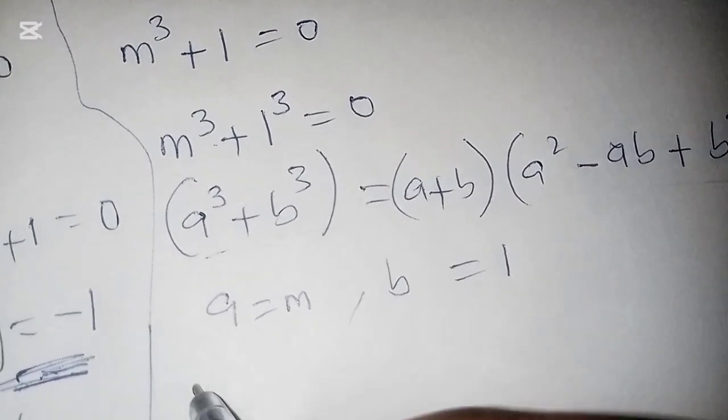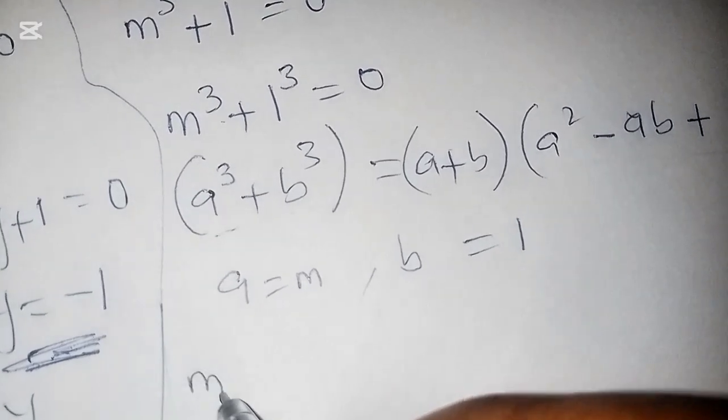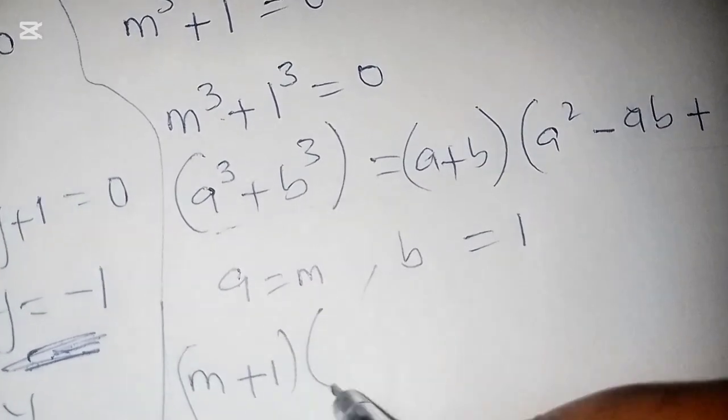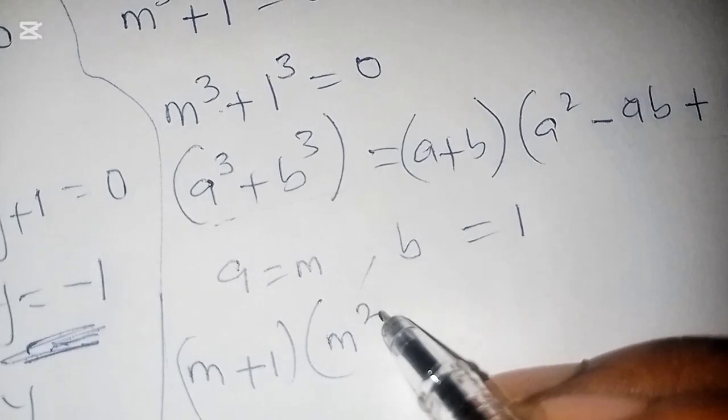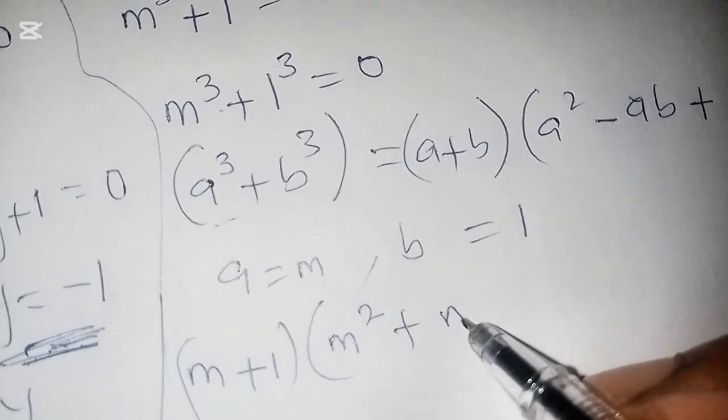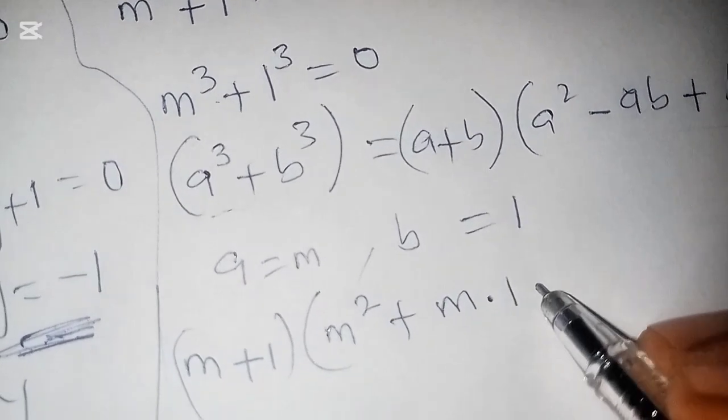Wherever I see a, I'm going to put m. Wherever I see b, I'm going to put 1. Very easy. So m plus 1 and m squared.